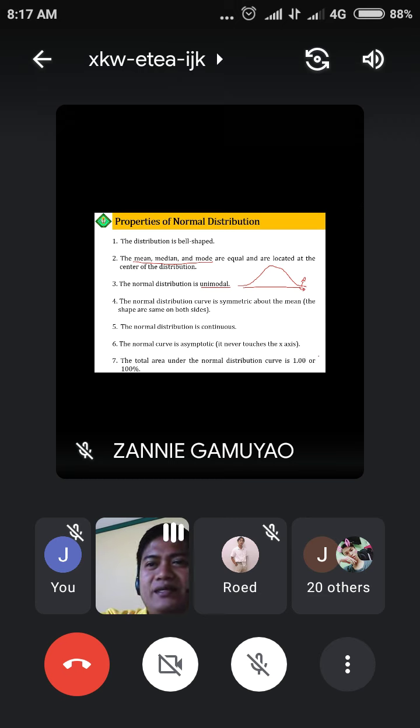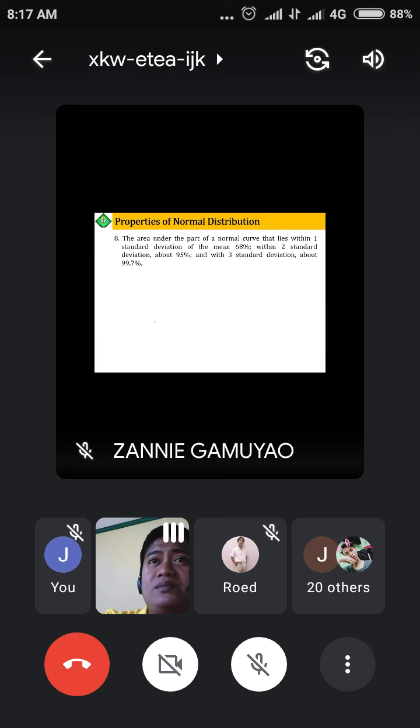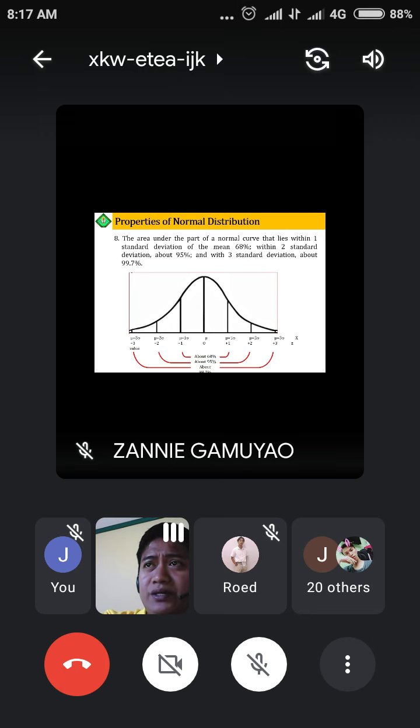So the total area under the normal distribution curve is 1.00. So yung buong area nun is 1 or equivalent to 100%. Okay, so let's have this one. The area under the part of the normal curve that lies within one standard deviation of the mean is 68%. So itong mga linya na to, ito yung sample ng normal curve natin. So on the right side is positive, on the left side is negative. So usually, we have positive 1, positive 2, positive 3, negative 1, negative 2, negative 3. So ito yung zero natin. Ibig sabihin, pag dito yung zero, ito yung mean natin.